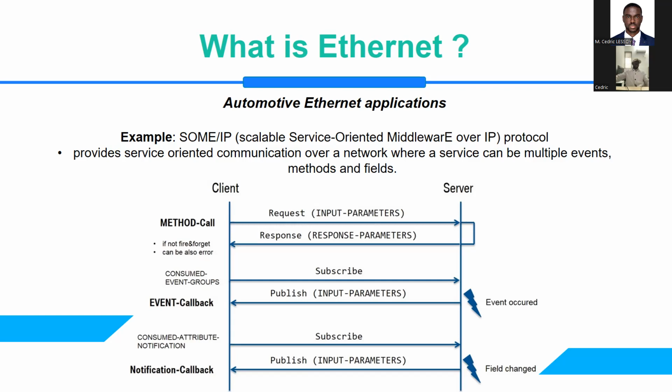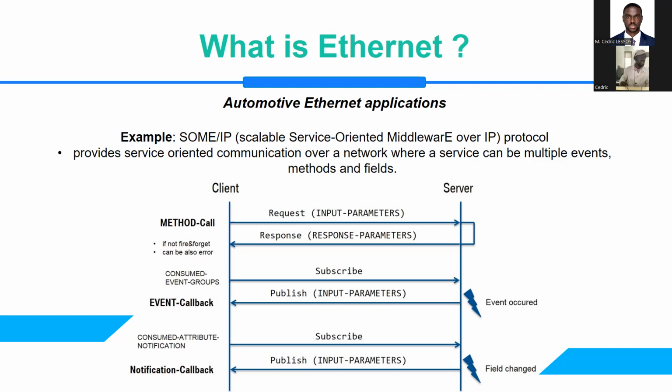Our example here is the SOMEIP protocol. SOMEIP stands for Scalable Service-Oriented Middleware over IP. This protocol provides service-oriented communication over a network that can be at least two ECUs connected in vehicle architecture, and where a service can be multiple events, methods, and fields.